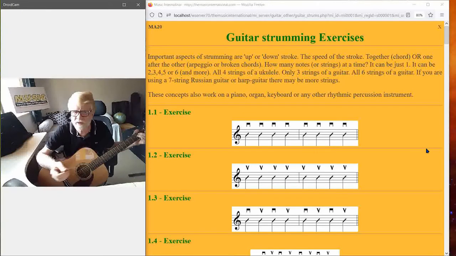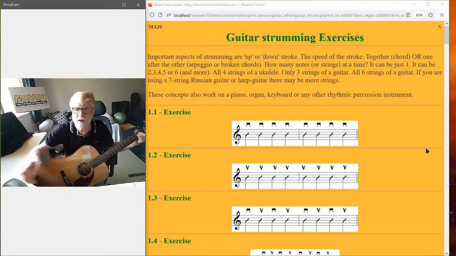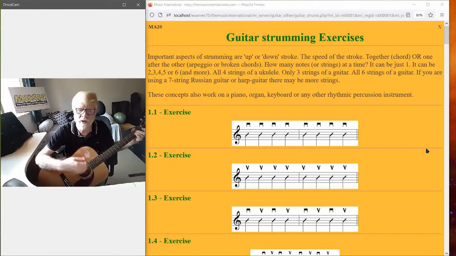Now the exercise 1.2, which you see, the next exercise is all upstroke. So the first one we did was all downstroke. Now the second exercise is all upstroke. 1, 2, 3, 4. 1, 2, 3, 4. Now let's do exercise 1.3, where you're playing down and then up, retaining the same timing.